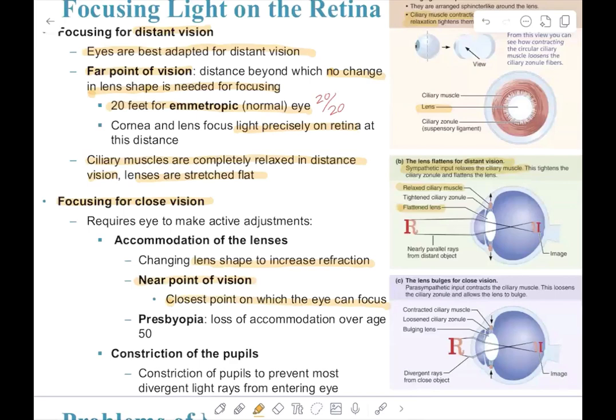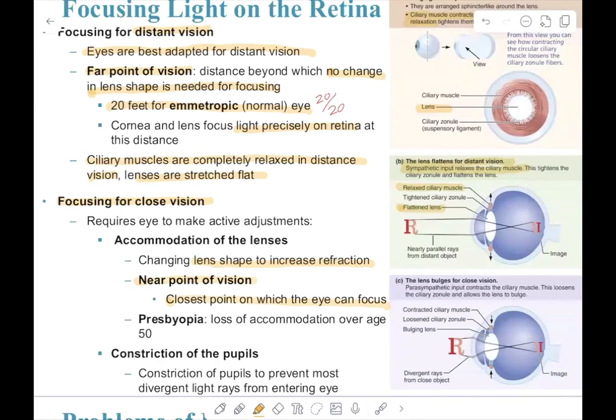So if you hold up a piece of paper to your eyes, and if you were to hold it real close, and then you had a lab partner, for example, measure the distance from your eye to that piece of paper, that would be the near point of vision. And obviously that changes as we age.